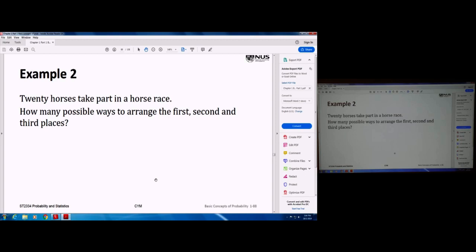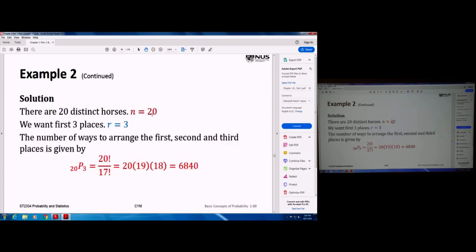Okay, example 2. I have 20 horses in a race. How many possible ways are there to arrange the first, second, and third place? Horse 1 could finish first, horse 2 could finish second, horse 3 could finish third, and so on and so forth. You already know the answer: n is 20 and r is 3. With 20 horses and the first 3 places, that's 20 factorial over 20 minus 3 factorial, so that's 20 factorial over 17 factorial, which is 20 times 19 times 18. That happens to be 6,840.